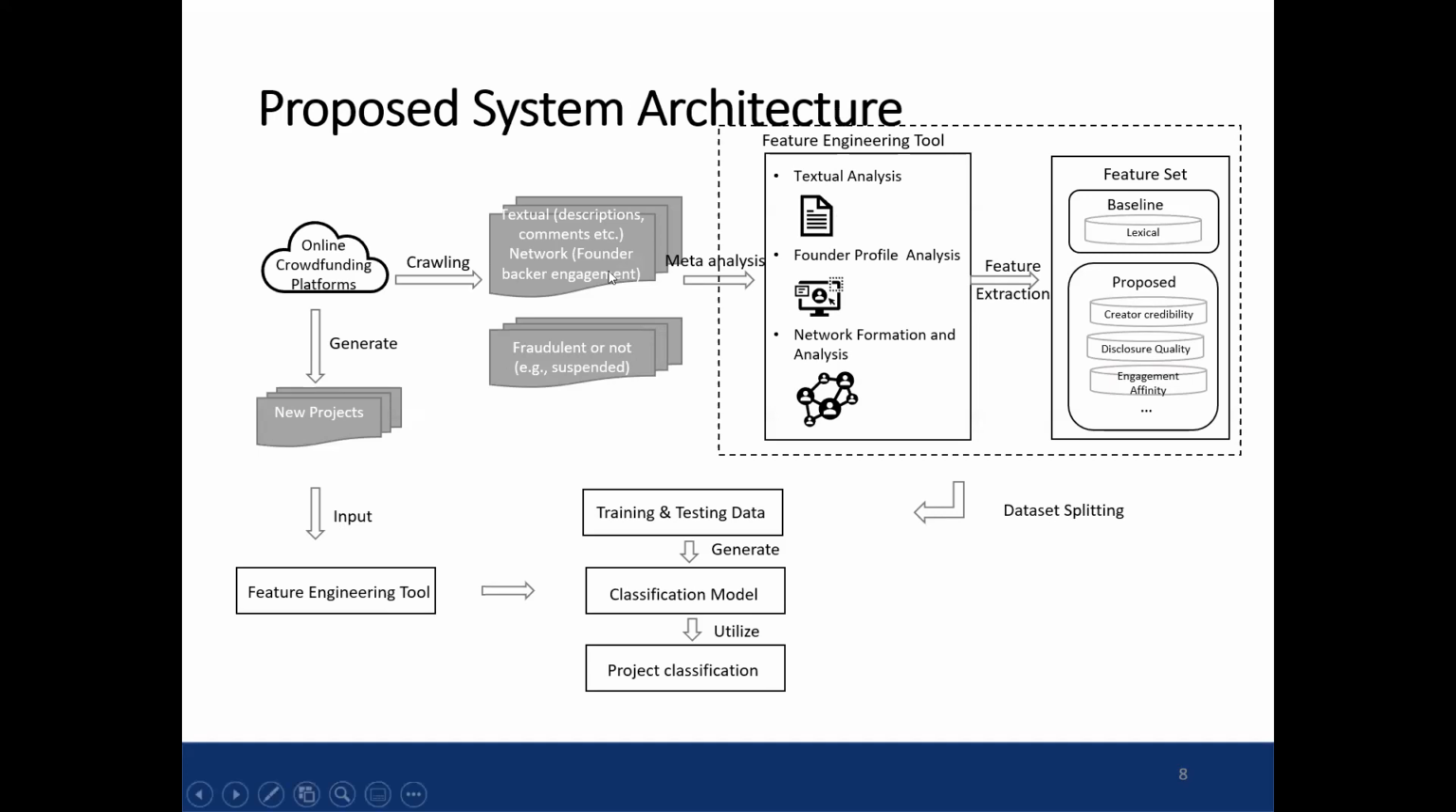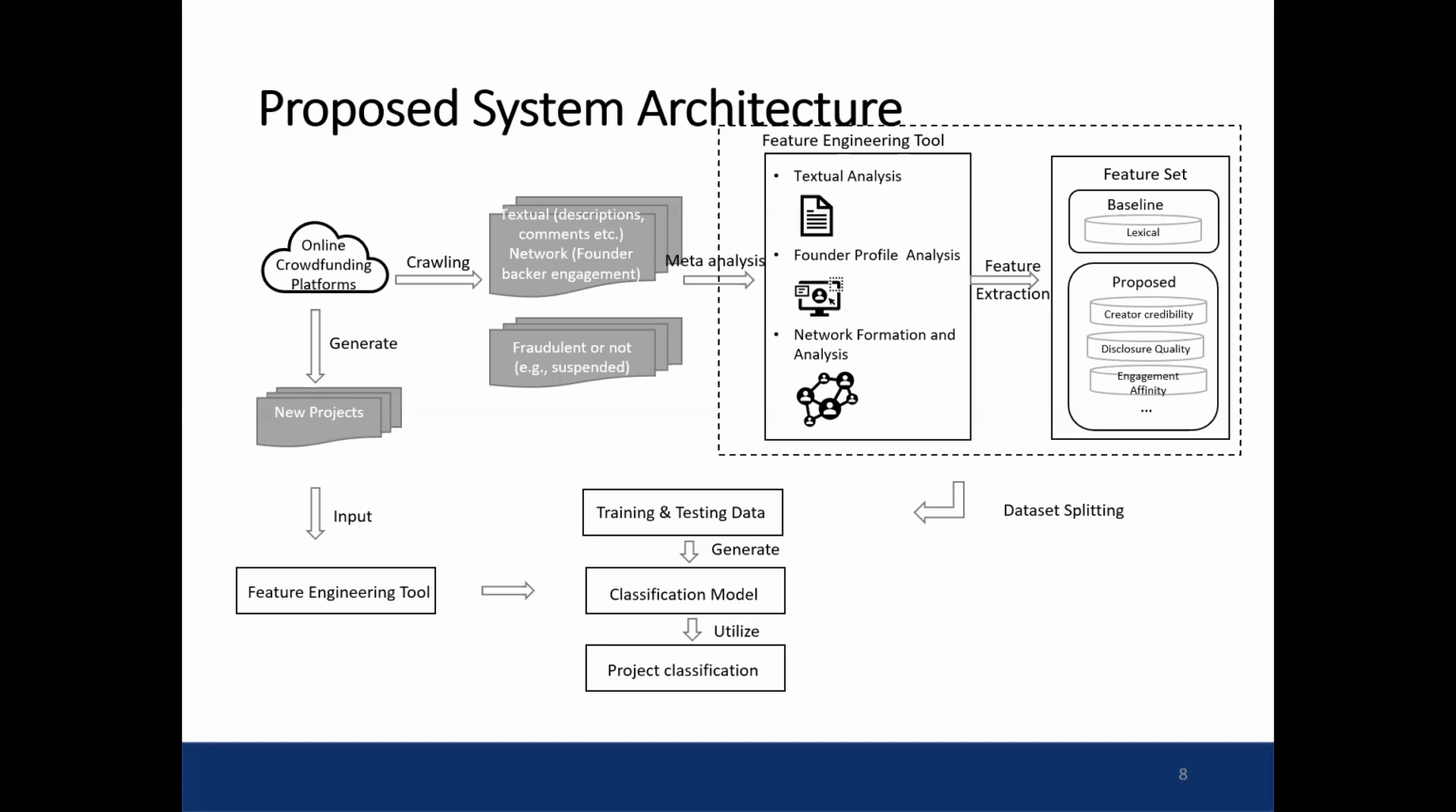First, we crawl the project information from online crowdfunding platforms, and we use this information as our input of meta-analysis. And those meta-analyses include textual analysis, founder profile analysis, and the network formation and analysis. And then we extract the related features from those analyses.